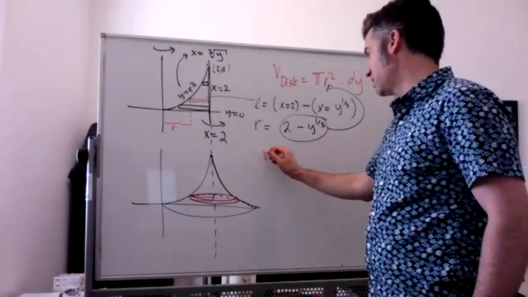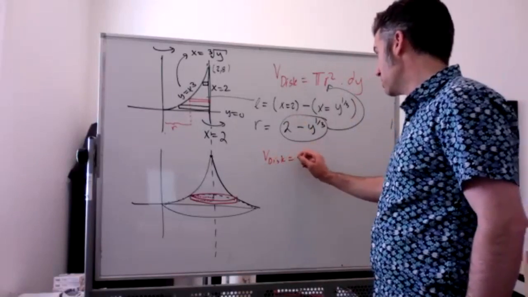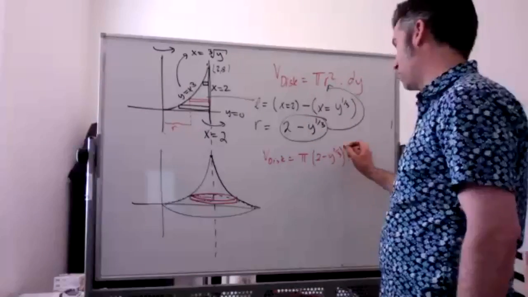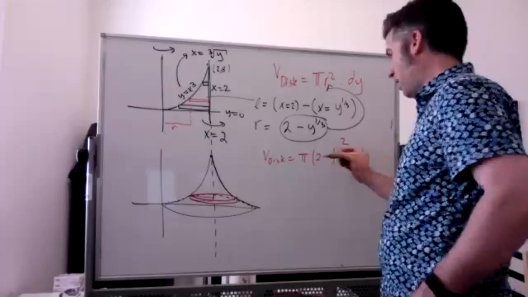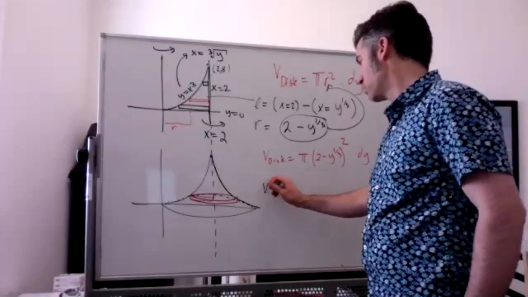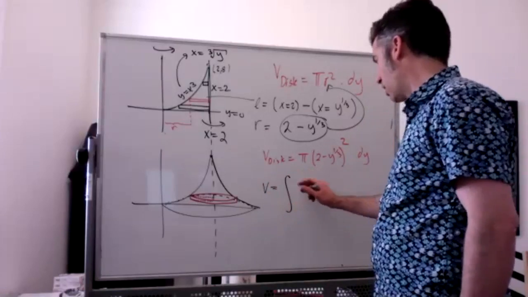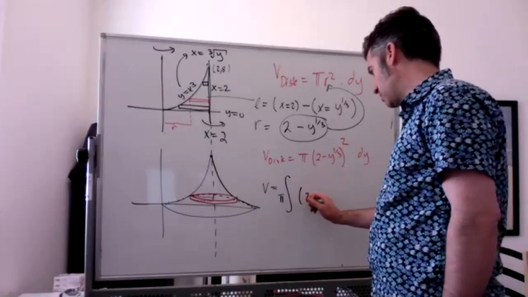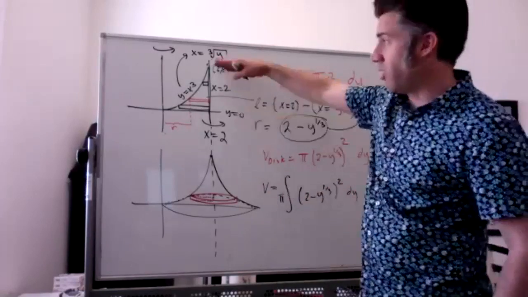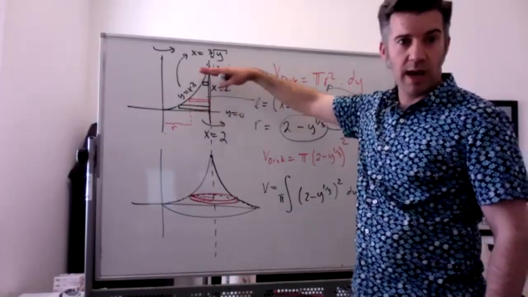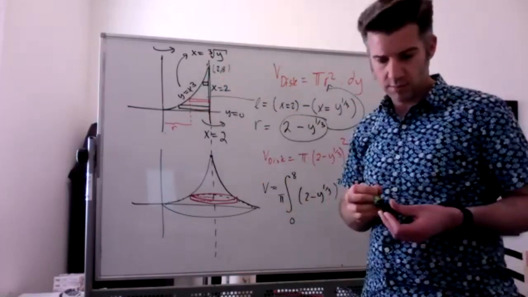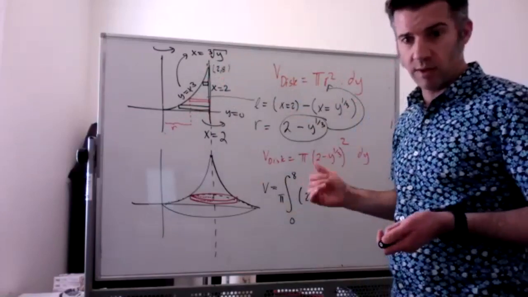So the volume of my disk is pi times 2 minus y to the 1/3 quantity squared dy. And then the total volume would be the integral of that, pi times 2 minus y to the 1/3 squared dy. And it would go as low as y equals 0 to as high as y equals 8. Questions about this one?